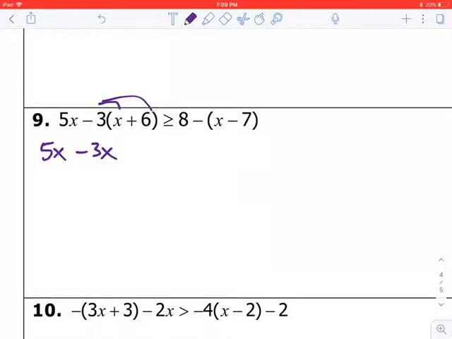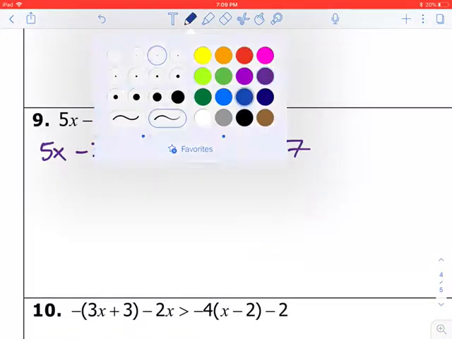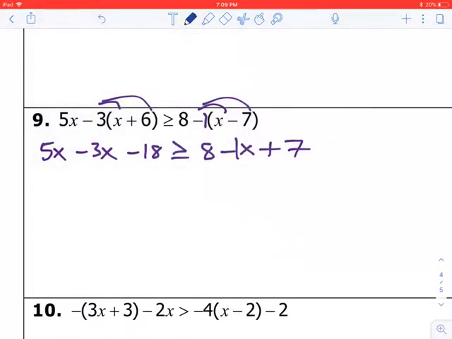Negative 3 times 6 is negative 18. Greater than or equal to 8. And then negative 1 times both of those. So negative 1x. That's a 1 there. Negative times negative is positive 7. And then we're going to go ahead and get x on one side once we combine like terms. So I've got 5 minus 3 is 2x minus 18, greater than or equal to.